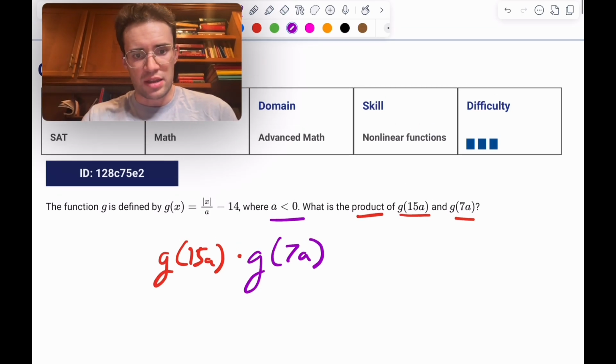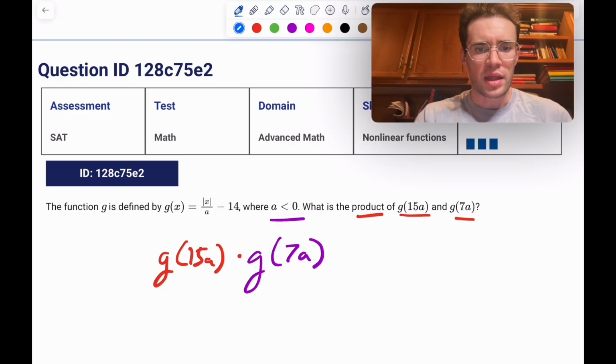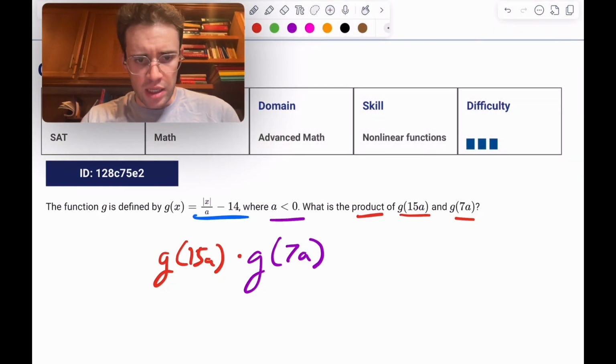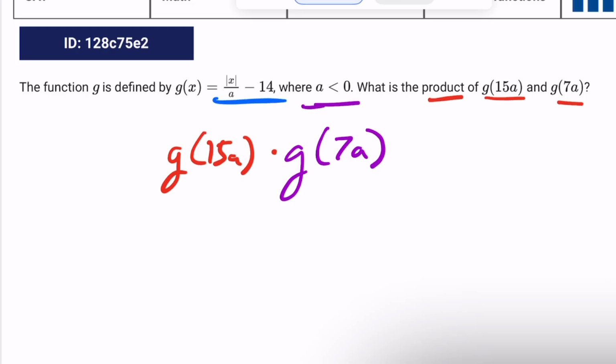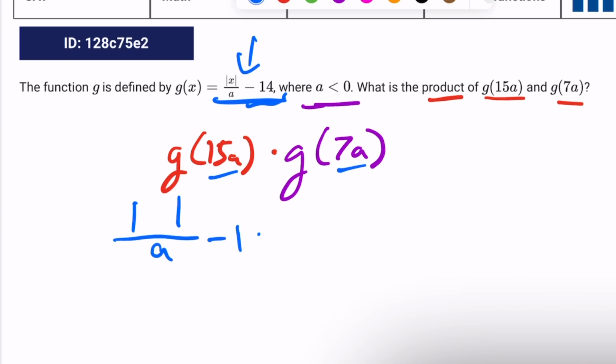Plug in this 15a, the 7a for x in this function here. Then we will get, and Resham KC caught an error on this one, so let me just fix it up quick. So you have to plug each of these values, 15a and 7a, into this function g of x. What I did the first time, I forgot to do the minus 14, which throws off your answer. So first, let's plug in this 15a. So we have absolute value of 15a over a minus 14. Let me put that in parentheses. And let's put the 15a right there.